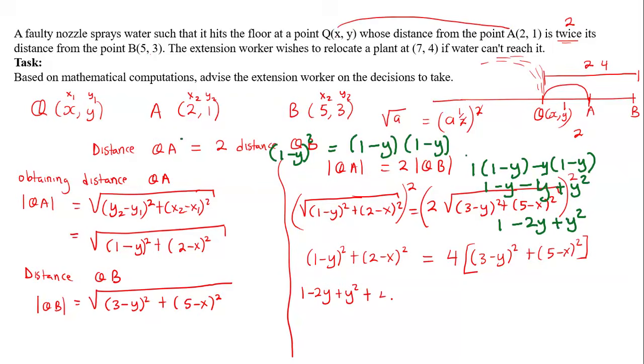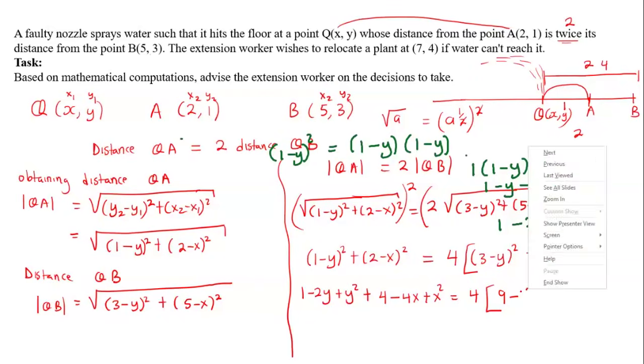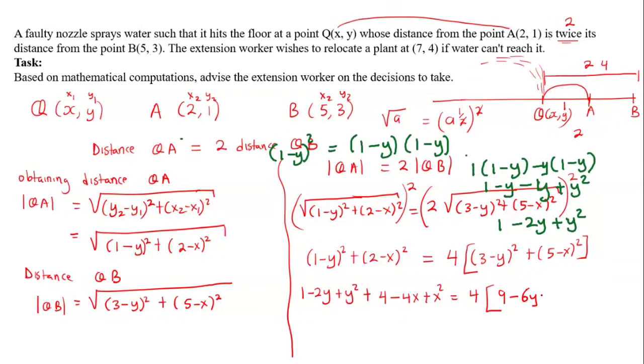Then this is going to be 4 minus 4x, then plus x squared is equal to 4 here, and then inside this is going to be 9 minus 6y, then this is going to be y squared. Then this side I'll have my 25 minus 10x plus x squared. So feel free to open up using the manual way. It is very fine.